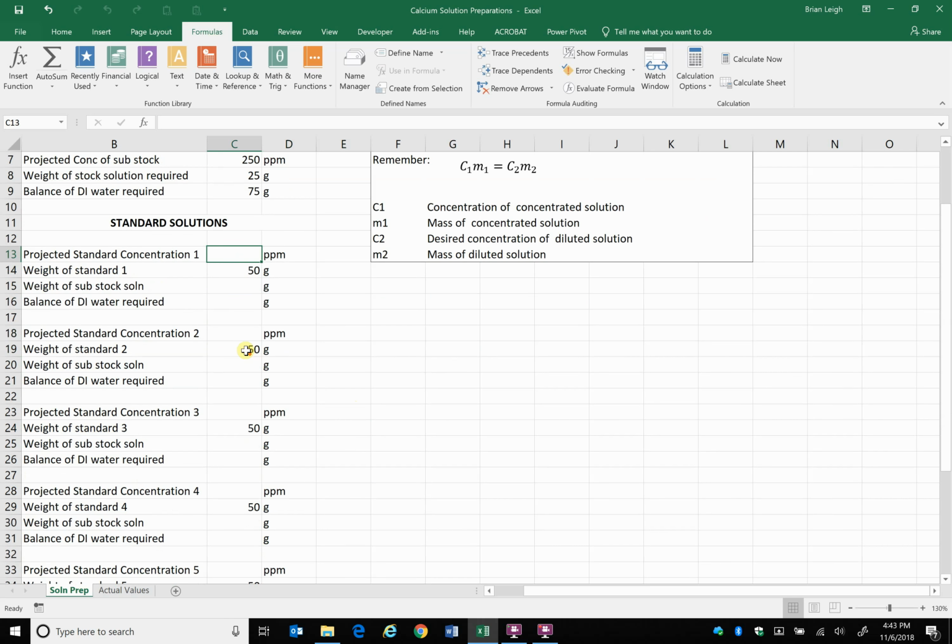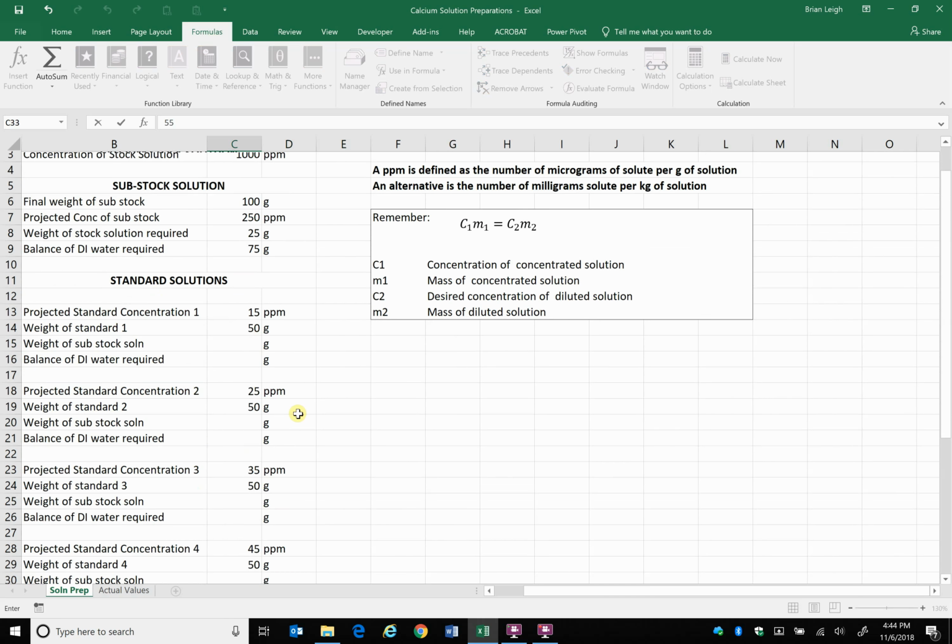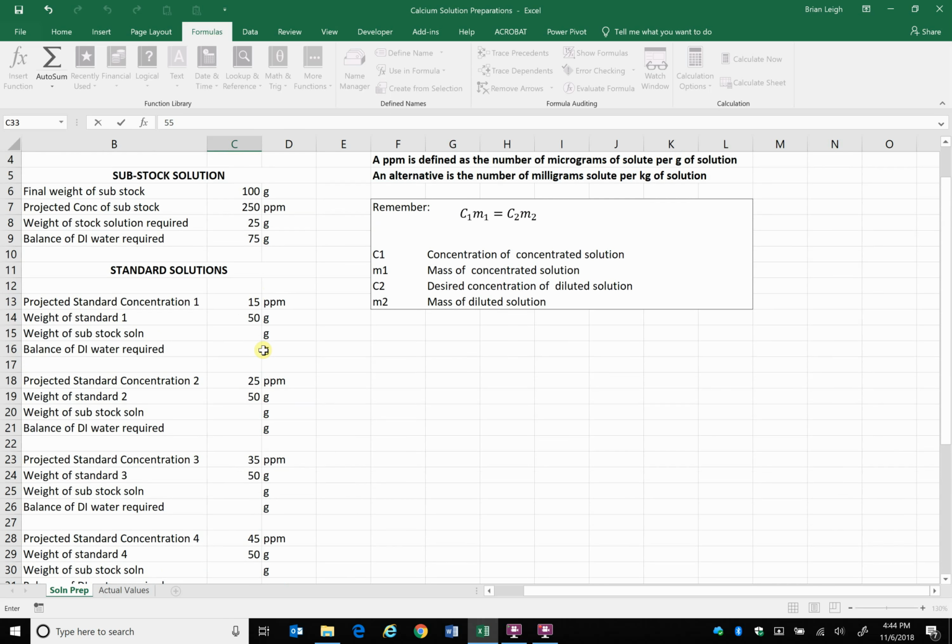We also, of course, should have picked these first, but I'm just going to arbitrarily pick them now. So 15, 25, 35, 45, 55, whatever we want. So we're going to do the exact same thing. How much of the stock solution do we need? Well, we want 50 grams of 50 ppm from a stock solution of 250, which will give us 3 grams.